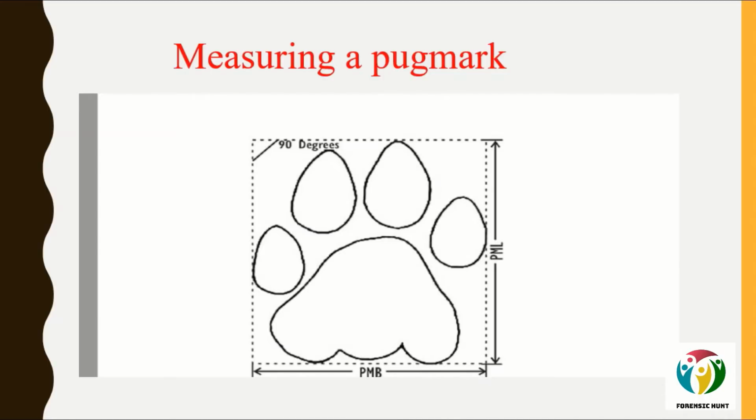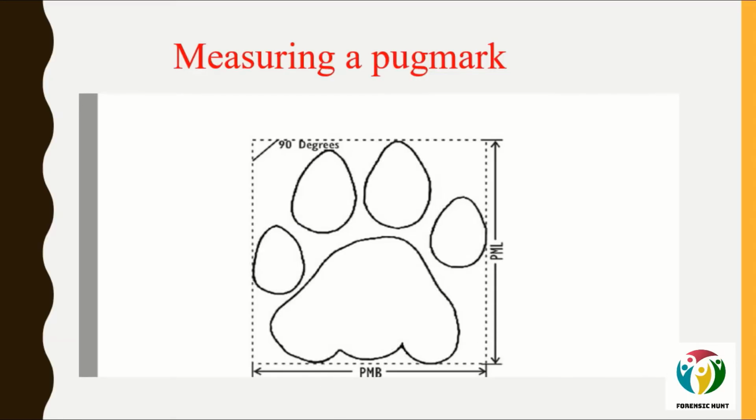And if we talk about the pug mark breadth, that is PMB, it is the measurement between the outer edges of the first and the last toe. So PML and PMB can also be measured by drawing a box touching the extreme ends of the pug marks. You have to draw a box touching the extremes of all the sides of the pug marks, with all the corners angled at 90 degrees. Whatever the length of the box is would be considered as PML and the breadth of the box would be considered as PMB.